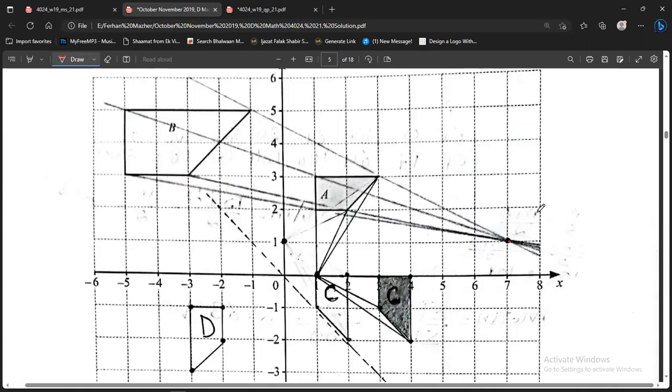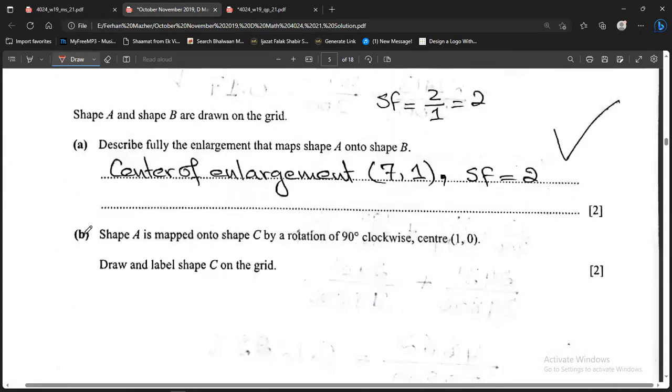And how much is the scale factor? Because the image and the object are on the same side of the center of enlargement, the scale factor will be positive. So the image side divided by the object side. For example, you can see here, the image side is 2 and the object side is 1. So image side divided by the object side gives you the scale factor. That will be 2 by 1. So the scale factor is 2 by 1, that is 2. So it is an enlargement, the center of the enlargement is (7, 1), and the scale factor is positive 2. I hope you understand.